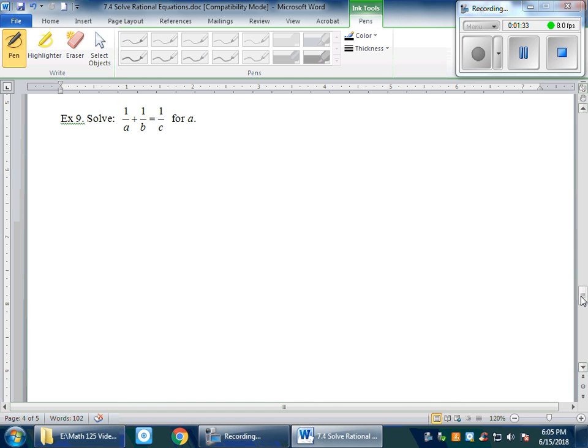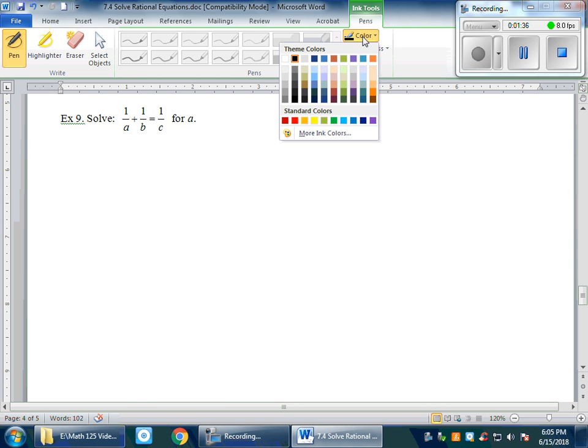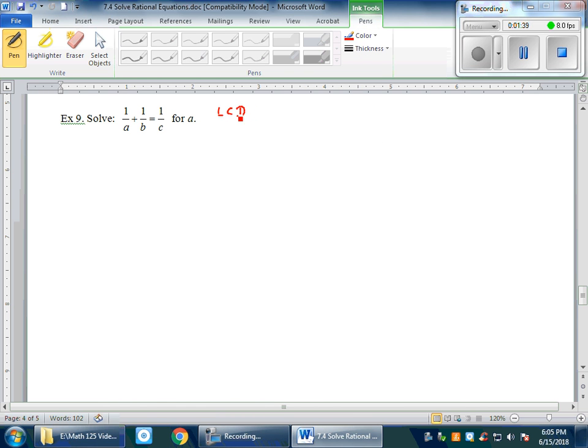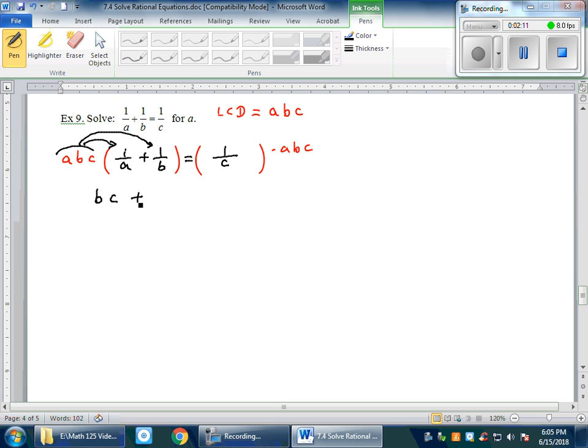In this rational equation, we are solving for a. My LCD in this case is abc, from all those fractions. So I multiply the left hand side by abc and the right hand side by abc. This will be 1 over a plus 1 over b equals 1 over c. When I distribute abc to the first term, a and a cancel, so I'm left with bc. Distributed to the second term, b and b cancel, so I'm left with ac times 1.